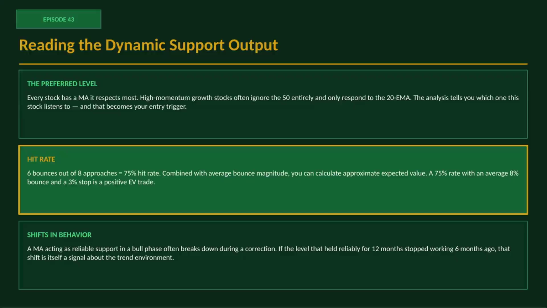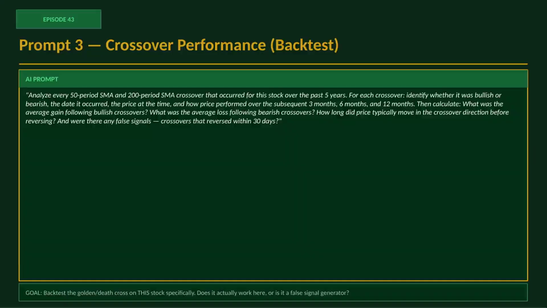Moving averages that were acting as strong support in a bull phase often break down during a correction. AI will flag if the reliable level from 12 months ago stopped being reliable 6 months ago. That shift in behavior is itself a signal about the overall trend environment.